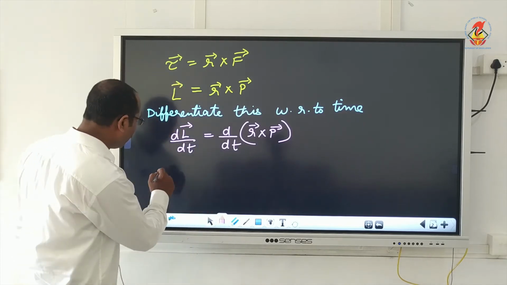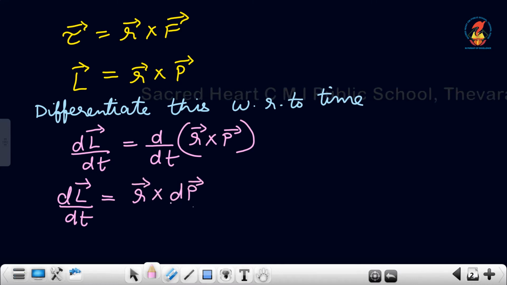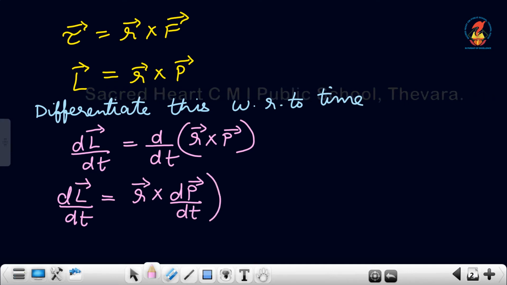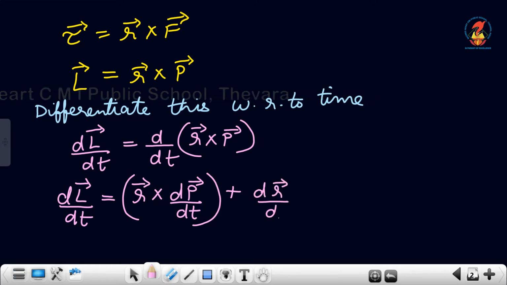So, what I am going to do is dL by dt is equal to r cross dp by dt plus dr by dt cross p.